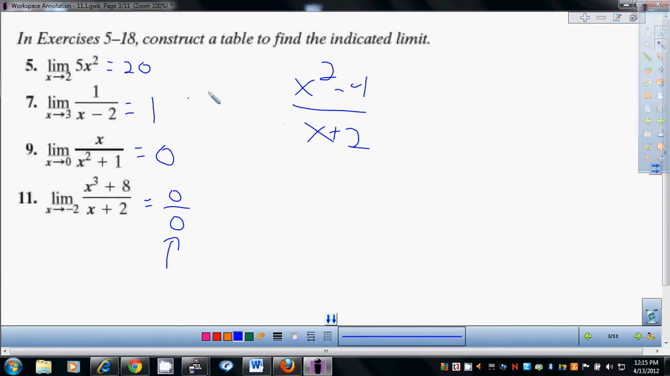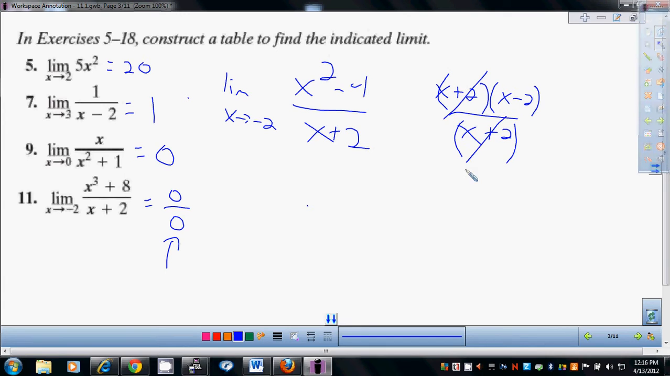How does the top factor? Let's say this is the limit as x approaches negative 2, which would give me 0 over 0. How does that top factor? X, that's right. What cancels? Now if I plug in negative 2, what does it give me? And there's your limit. So you can use algebraic factoring to find your limits today too.